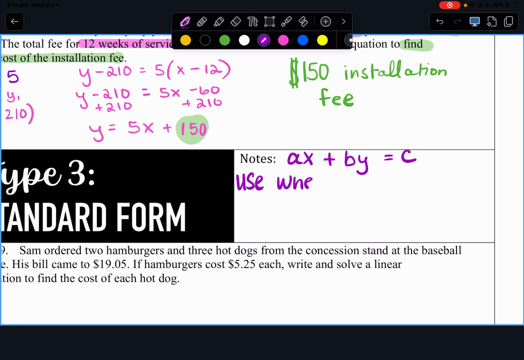when the problem relates to different things.